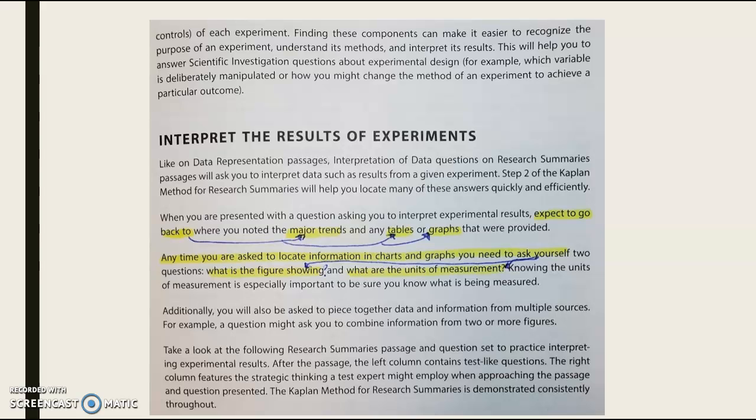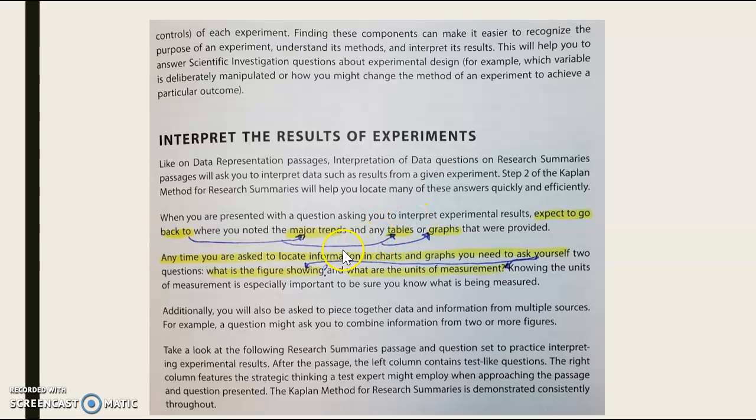Moving along, we're on page 569 at this point. When you interpret results of experiments, expect to have to go back to where you were looking and noting and circling or underlining the major trends as well as looking at the tables and graphs. I know I spoke previously about circling things that you had noticed in tables and graphs that were mentioned in the questions. That can direct your eyes to where you need to be looking.